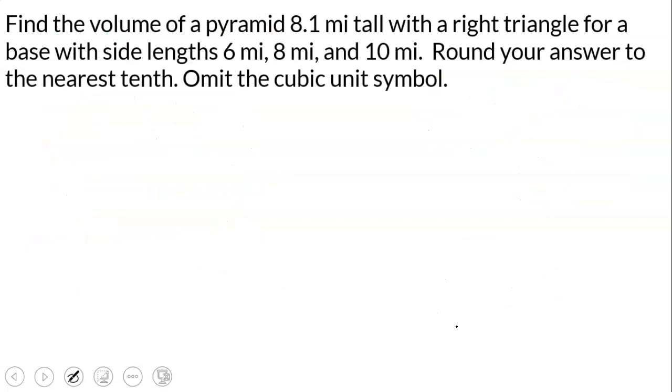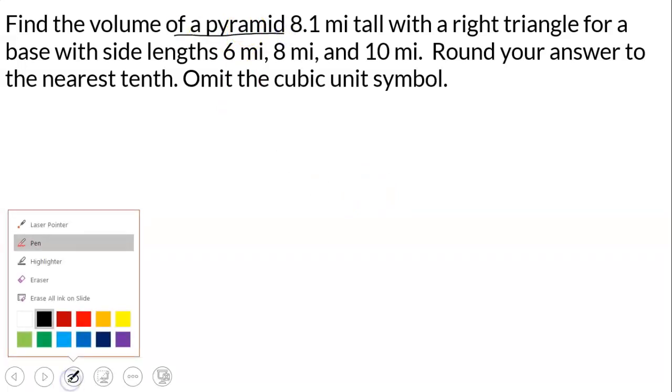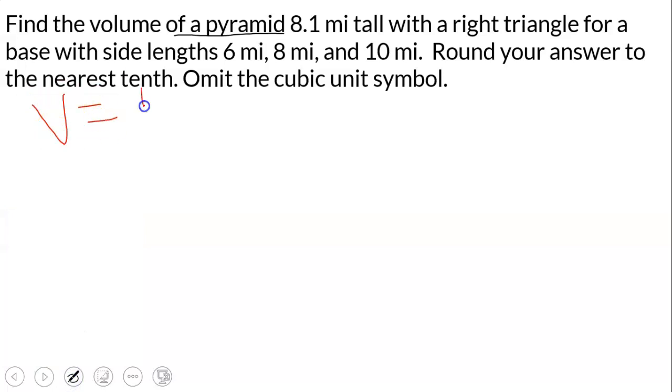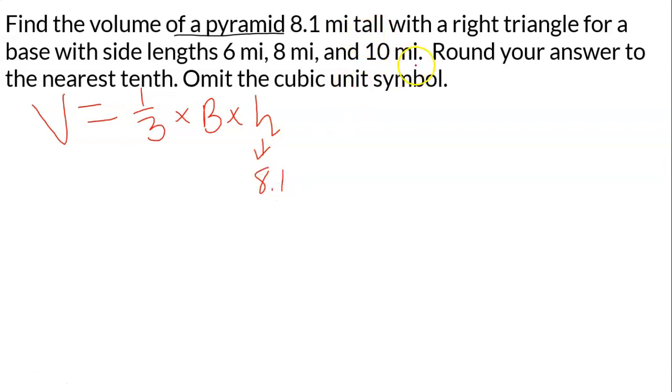Okay, one more. So here we're given the volume. It is a pyramid. If it is a pyramid, we know the volume formula, so write it down so we don't forget. It's one third times the base area times the height. And now the height is 8.1. And then it says the base is a right triangle. It has a right triangular base. So we can just draw a right triangle, and they give the 3 sides of it.